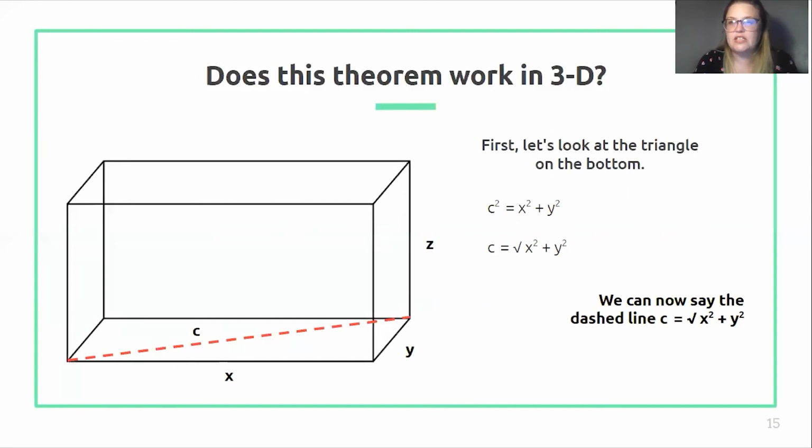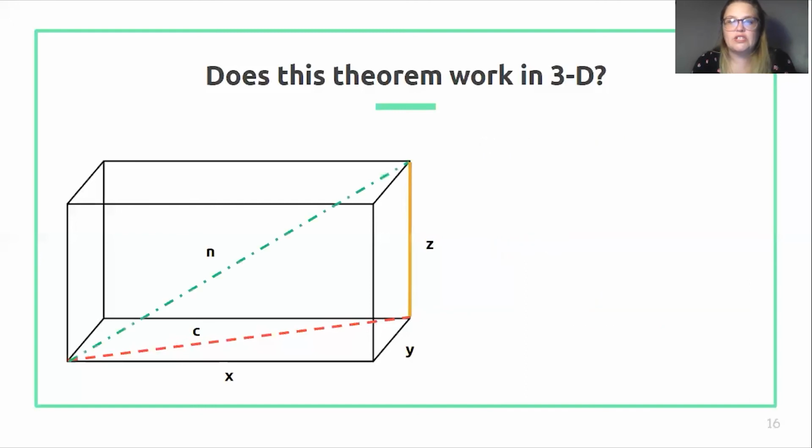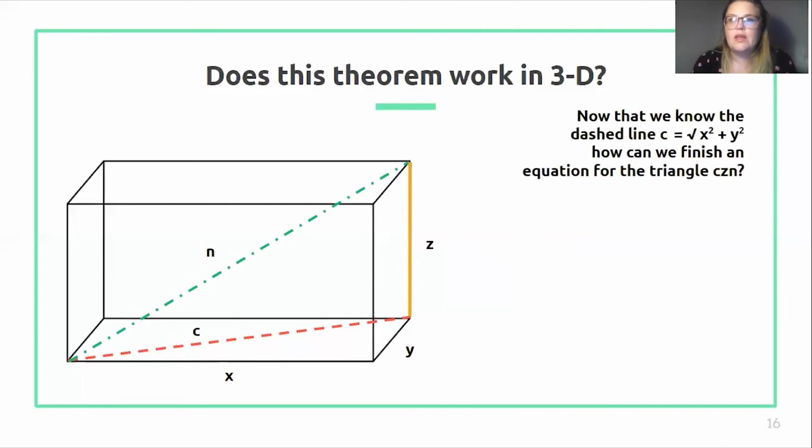Let's continue with looking at this equation now. Now we can see our triangle here. We're trying to solve for the value of n, which is going to be the hypotenuse in this triangle. Now C is one of the legs of this triangle and Z is the other leg. So we can see clearly that this is the triangle that we're trying to solve for if we want to solve for the length of n. Now that we know that the dashed line C equals the square root of x squared plus y squared, how can we finish an equation to solve for the triangle CZN?